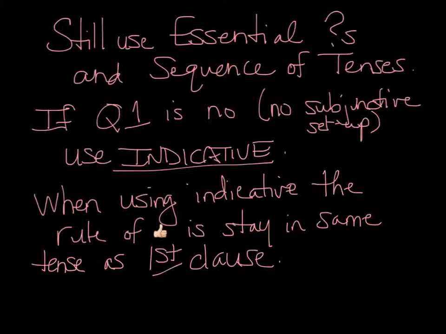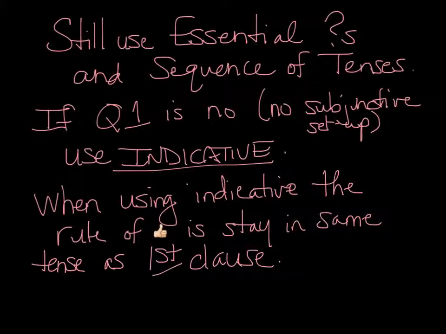Is there a subjunctive setup? Well, no, there's not, because there might be a belief in something, or not denial of something, or certainty about something. In that case, we will use the indicative. We will stop the 4 essential questions. We will use the indicative in the second clause.